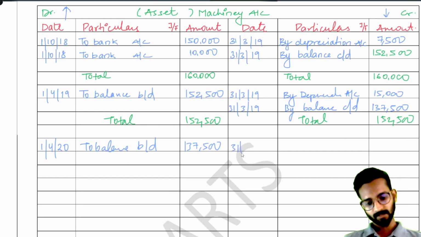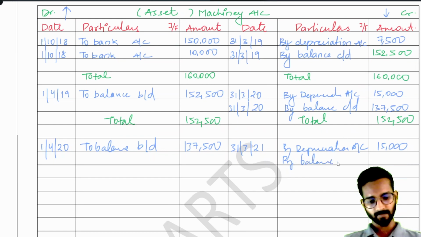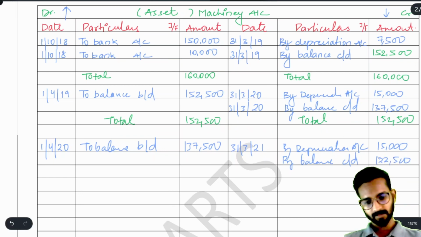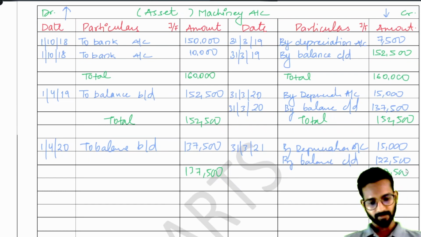So 31st March 2021, by depreciation account 15,000, then by balance carried down, 137,500 minus 15,000, it will become 1,22,500. Simple enough. Now you can just write the total, 137,500, then 137,500. This is your total.